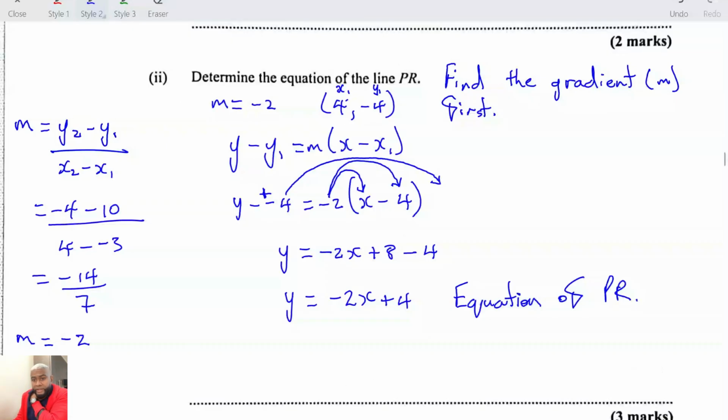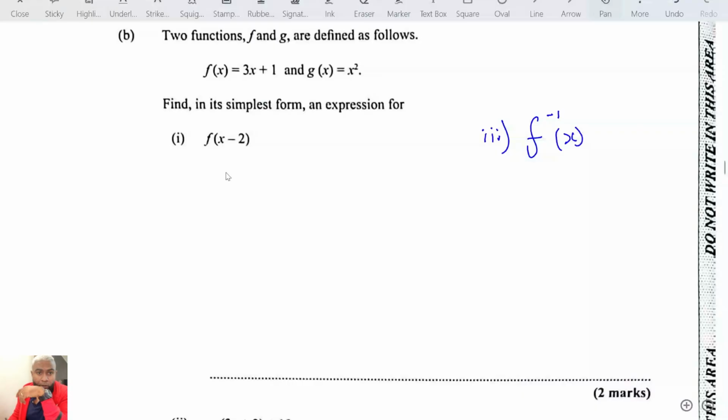Everybody good there? Yes, sir. Equation. I want f of x minus 2. Right? So we know f of x is equal to 3x plus 1. So what am I replacing? If I want to find f of x minus 2, what am I replacing?